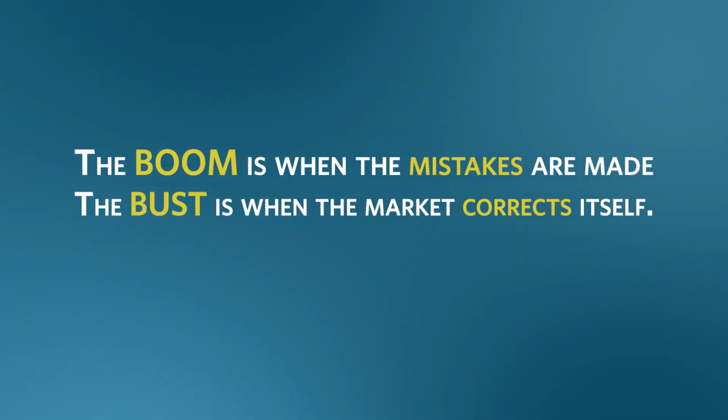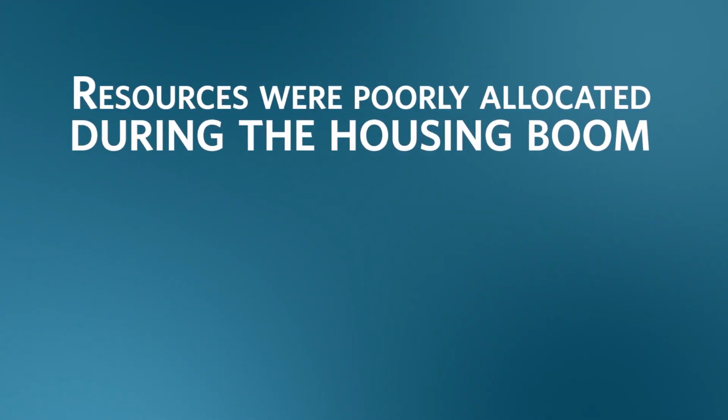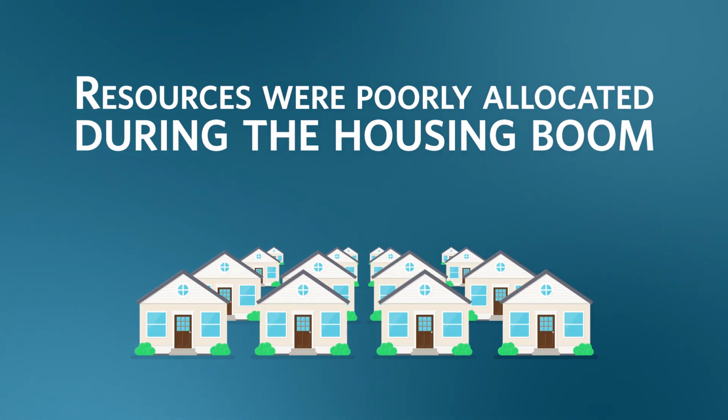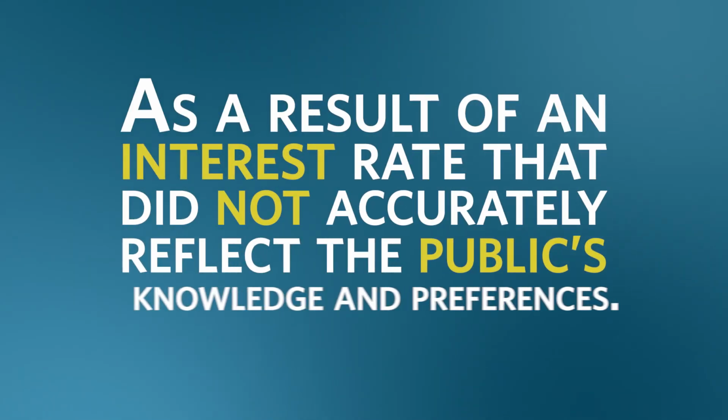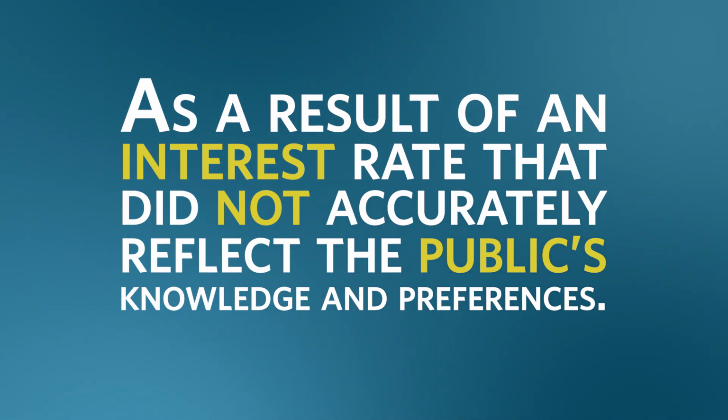One key Austrian insight here is that once that crash and once the recession begins, the best policy is to let the economy adjust to the new reality. The boom is where the mistakes are made. The bust is when those mistakes have to be corrected. Resources were badly misallocated in the boom. We had too many people building too many houses. And that was the result of the key price, the interest rate, that was not accurately reflecting the public's knowledge and preferences. The only way to get resources reallocated better is to allow true market prices to guide entrepreneurs in figuring out where best to use those resources.